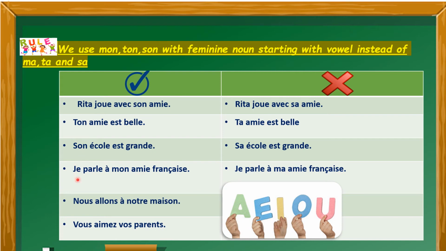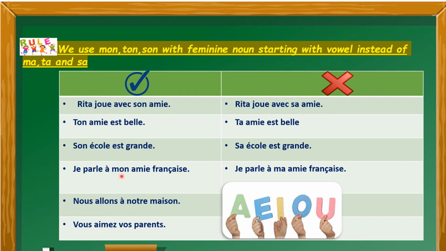Let's start with the fourth sentence. Je parle à mon ami Francis. I speak to my French feminine friend. Again, you can see I have used mon here, because I'm using it with the I form. I speak to my friend, that is, my feminine friend.